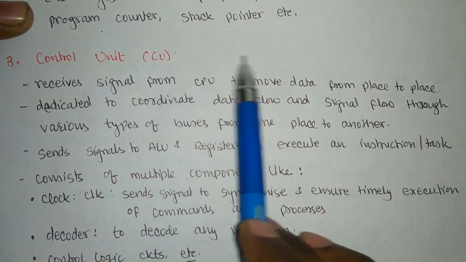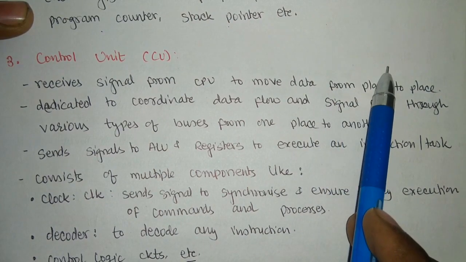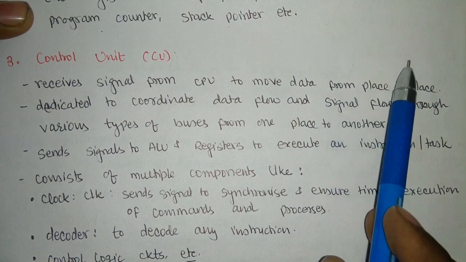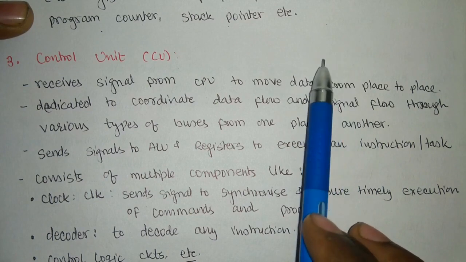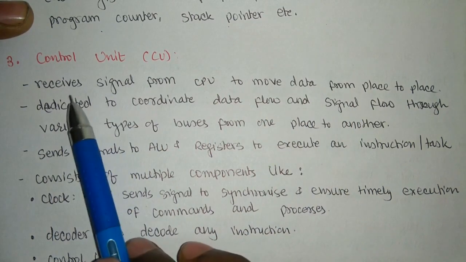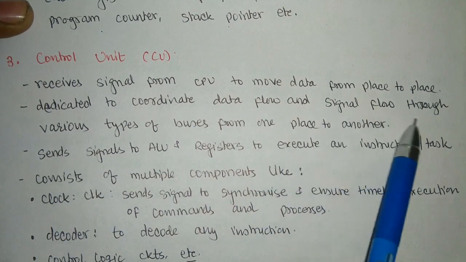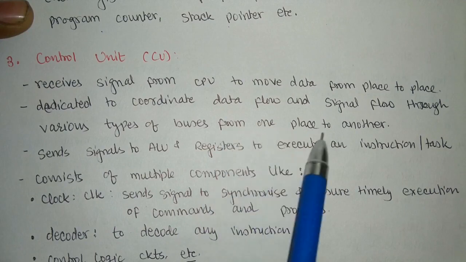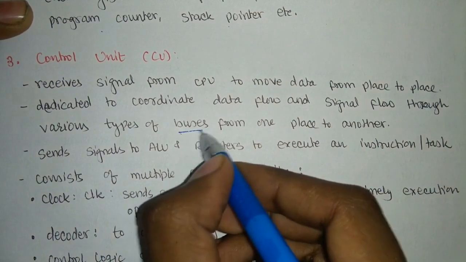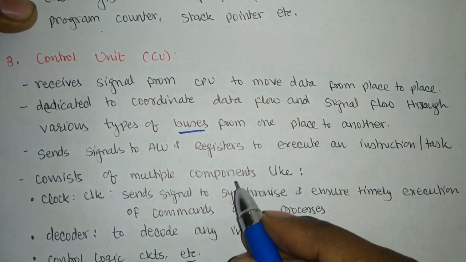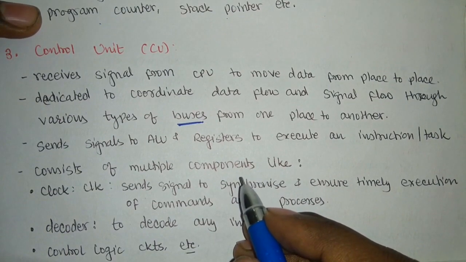If I need to move the data from my CPU to output, or maybe from register A, the accumulator, to another point, that sort of transfer of data or signals from one point to another on our microprocessor will be carried out with the help of a control unit. It is dedicated to coordinating data flow and signal flow through various types of buses from one place to another. We will be using different types of bus, which are important to be discussed, because they have some distinctions which can be asked directly in our prelims exam.